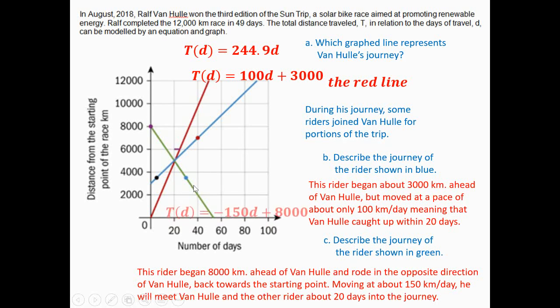And now the green rider's equation can be like this, starts at 8,000, slope is negative, going down, negative 150. Even though their speed is 150 kilometers per day, it is negative 150 because it's bringing them closer to the starting line.